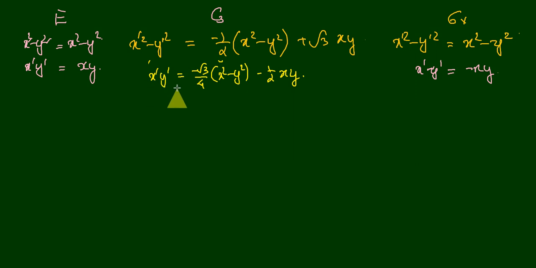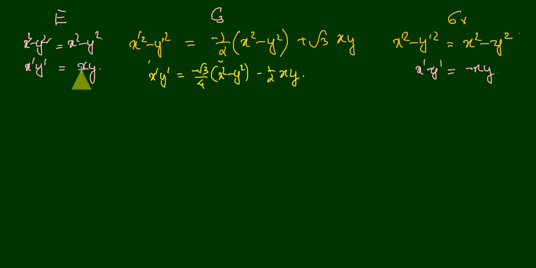Why have I listed them together? Because this indicates that x square minus y square and xy transform together. That is why I have listed both transformations together. Okay. Now, how can we write it in the matrix form?